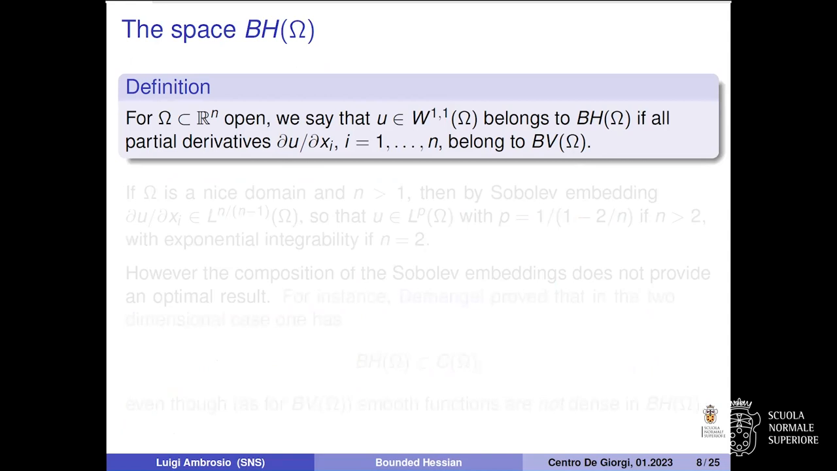Okay, so let me go now a little through the analytic preliminaries. What is the space BH? The space BH is the space of functions in W^{1,1}, so functions whose first order derivatives are given by L1 functions in the sense of distributions, and we ask that all derivatives are BV, so are functions of bounded variation, meaning that the derivatives of these functions are not functions but measures.